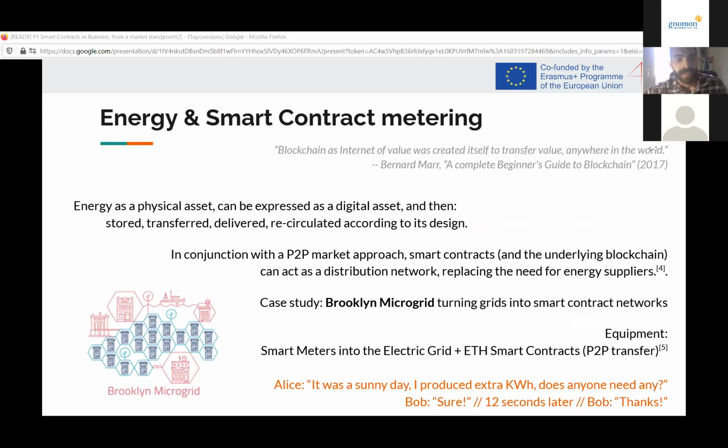Let's start with the energy and smart contract metering. As Bernard Marr stated in his book, blockchain as the Internet of Value was created itself to transfer value, any kind of value, anywhere in the world. This is probably the most important thing that I want you to remember from this lecture.